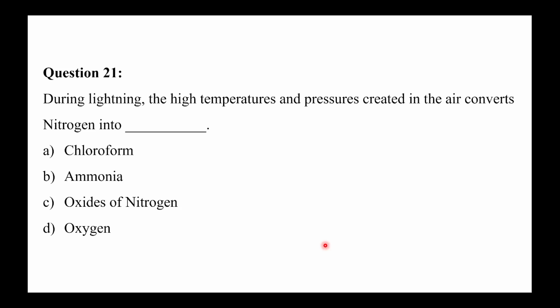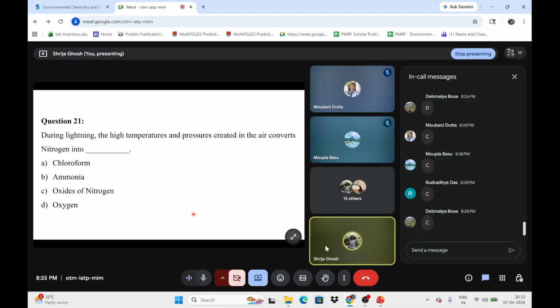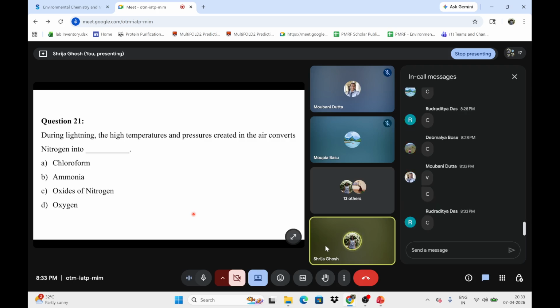During lightning, the high temperatures and pressures created in the air convert nitrogen into dash. Option A chloroform, option B ammonia, option C oxides of nitrogen, and option D oxygen. Chloroform, ammonia, oxides of nitrogen, and oxygen. During lightning, high temperature and pressure created in the air convert nitrogen into dash. What would be the answer? All of you write the answers in the chat box.